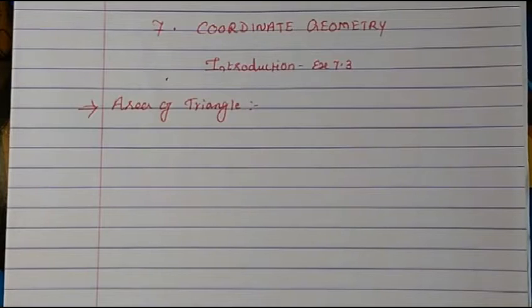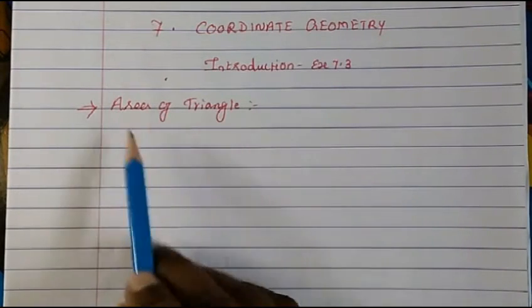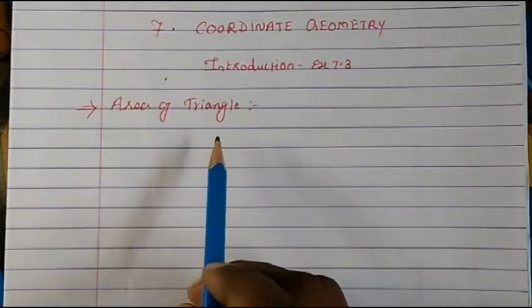Hi everyone, welcome to Maths. Today we are going to study from class 10 chapter 7, coordinate geometry. For that, the introduction for exercise 7.3 we are going to see. In that, the area of a triangle: we are going to study how to calculate the area of a triangle.